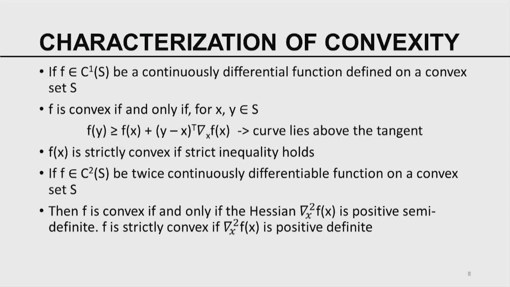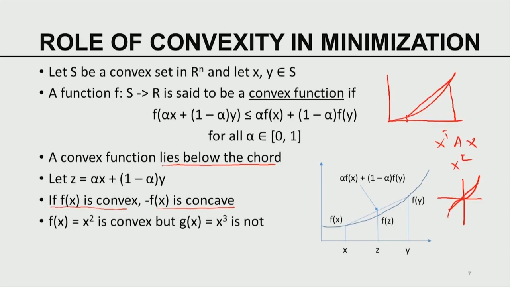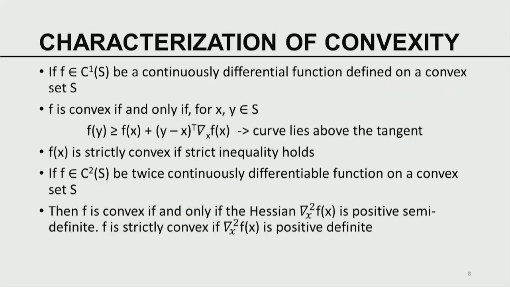So there are very many different ways of characterizing convexity. Let me quickly run through them. In the previous definition of convexity, I simply assumed that there is a function. I did not assume any differentiability or anything. F is a function. I defined it to be convex. Now suppose I know a little bit more. Say in addition f is C1.